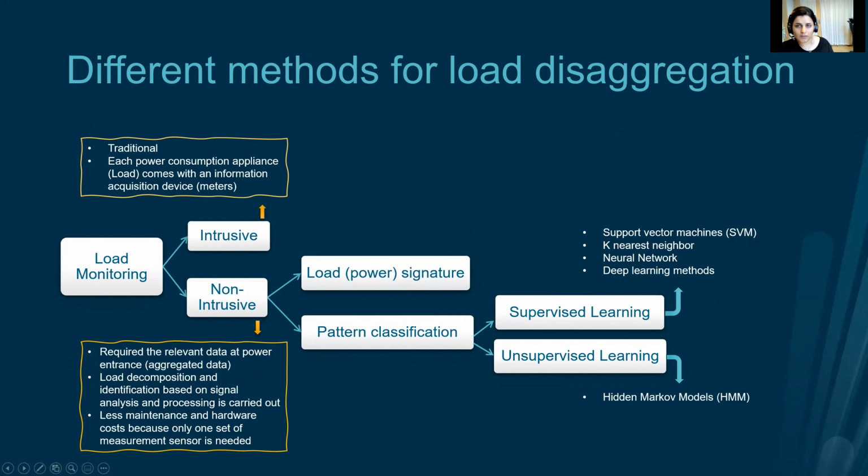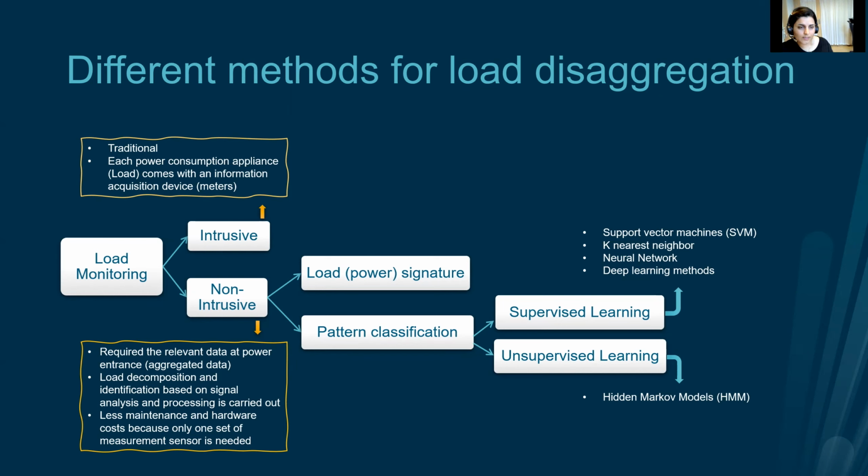Different methods for load disaggregation. In total, load monitoring is divided into two categories, intrusive load monitoring and non-intrusive load monitoring. Intrusive load monitoring is a traditional method, and in this method, each power consumption appliance has its own meter or sensor. Totally, this method is based on the installation of a large number of sensors, and it leads to high maintenance and high cost.